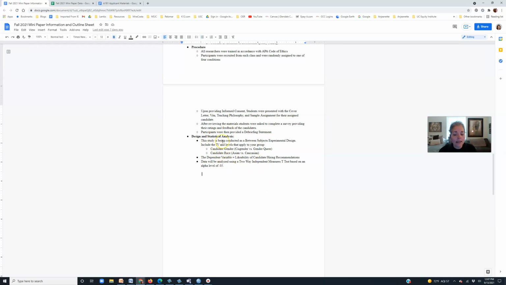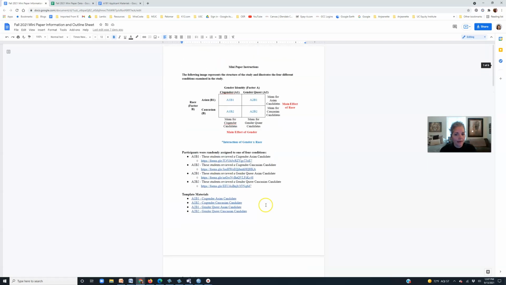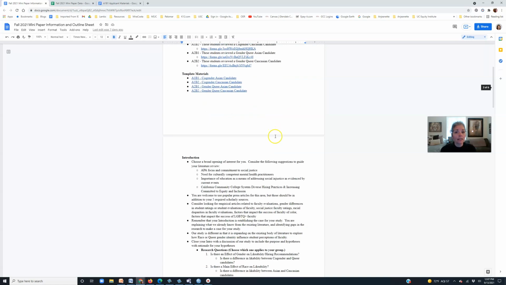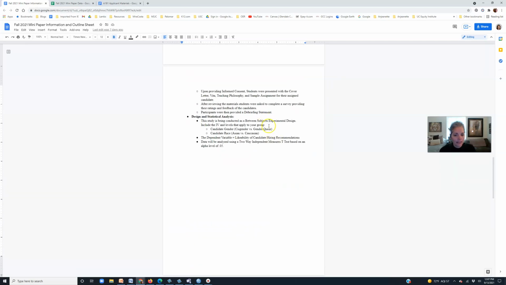So this study is a between subjects experimental design. What do I mean by that? There were different people in each condition. So different people reviewed cisgender candidates than genderqueer. That's called between subjects. If it was within subject, first you would have evaluated a cisgender candidate, then the same people would have evaluated a genderqueer candidate. That's not what we did. You reviewed one or the other. So it was a between subjects experimental design.